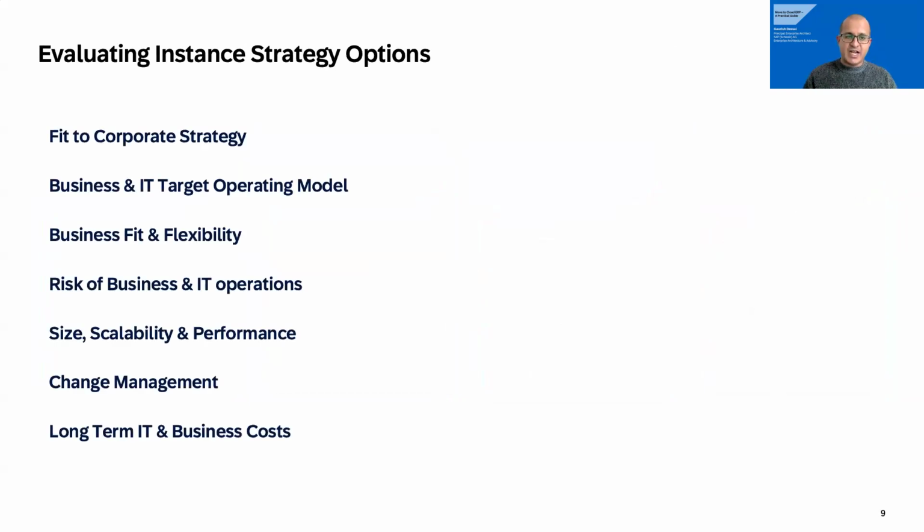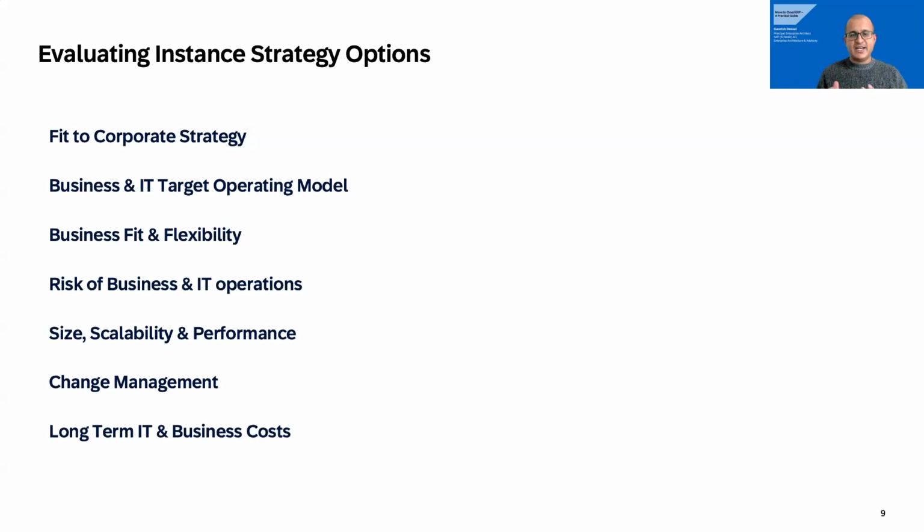So we talked about evaluation and understanding how to evaluate an instance strategy option. So basically, we have listed down over here 7 key considerations which you need to factor in when deciding an instance strategy. Okay, which is first, fitting into the corporate strategy at an overall business level. What is the business and IT target operating model? Is it going to be centralization? Is it going to be a hybrid? Is it going to be offshoring, inshoring? How does business and IT see this operating model evolve?